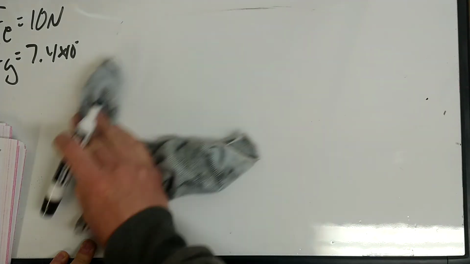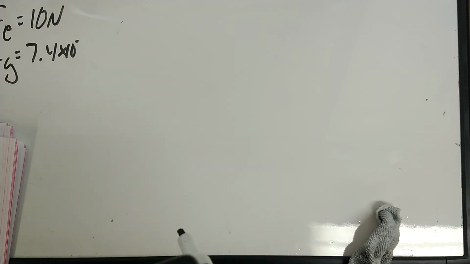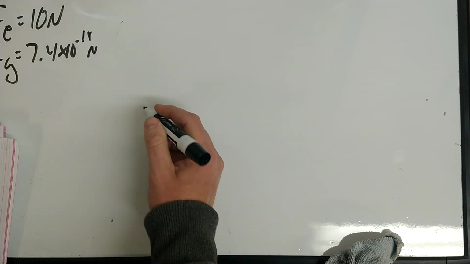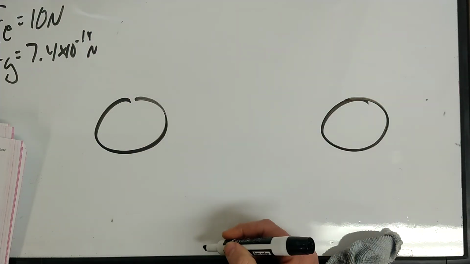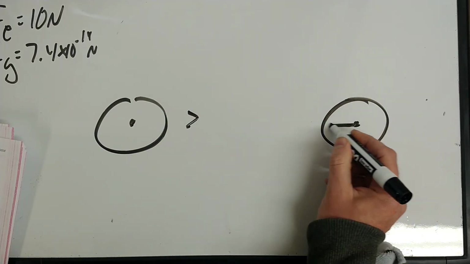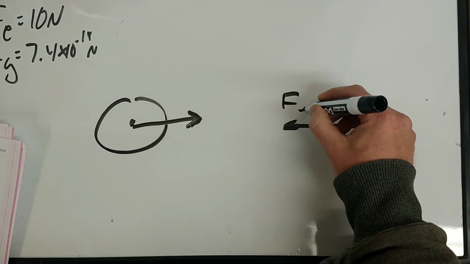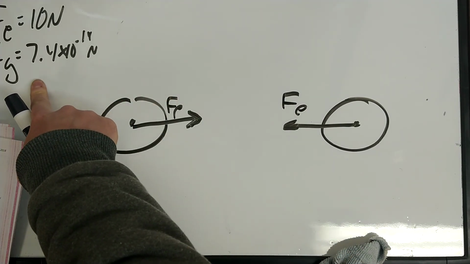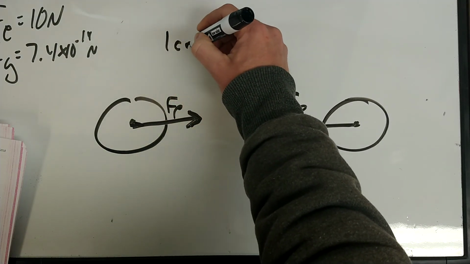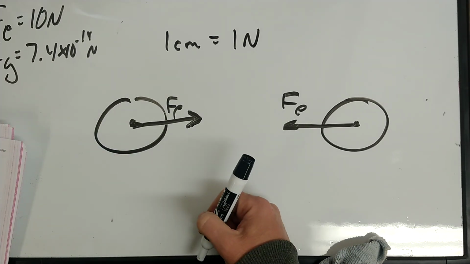Let me just double check. Yep, looks like I did it right. 7.4 times 10 to the negative 14th newtons. Now, if we were to try to draw this to scale, let's make 1 centimeter for each newton of force. So the electrostatic force is 10 newtons, approximately 10 centimeters. Then I have to make the gravity line 7.4 times 10 to the negative 14th centimeters, since 1 centimeter equals 1 newton.